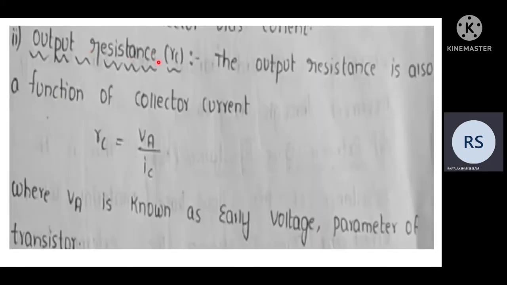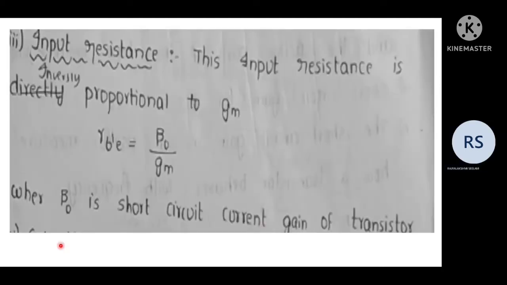Output resistance RC represents the output resistance. Output resistance is also a function of collector current. So RC equals VA by IC, where VA is known as the early voltage, a parameter of the transistor.